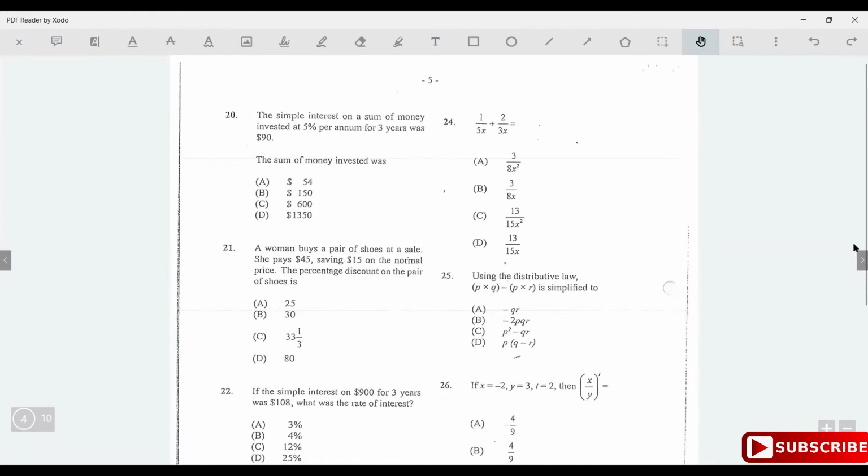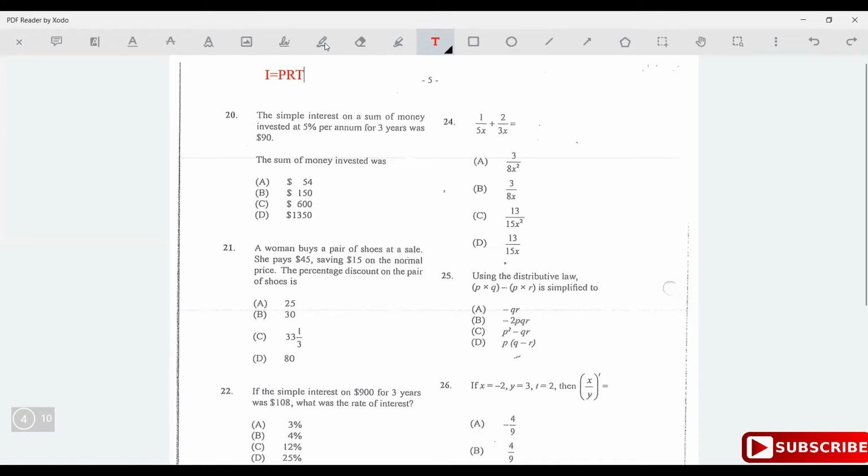Question 20. Ooh, easy question. Question 20 says the simple interest on a sum of money invested at 5% per annum for 3 years was $90. What was the sum of money invested? Well, simple interest, remember the formula, simple interest is equal to principal times rate times time. They give us what they want us to find now. They want us to find the principal.